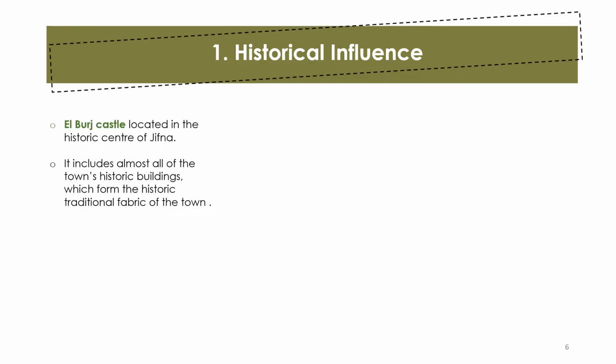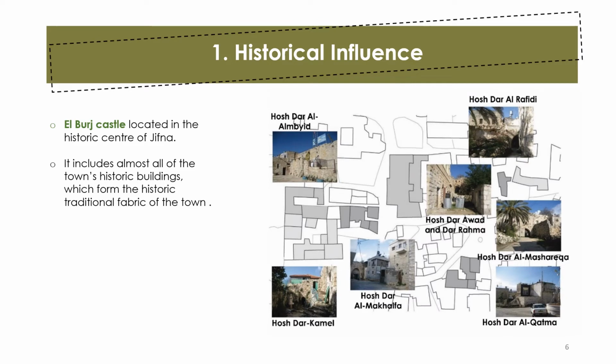Then studying the building context and the building itself, it is located in the historic center where all the historical buildings and traditional fabric are present. It was built as a hosh. A hosh is a semi-public common space surrounded by a group of buildings used as a passage to private homes, and this was one of the reasons to choose the castle.